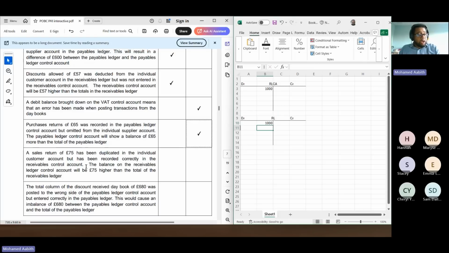Here, they're asking about a sales return that has been duplicated on the individual customer account. So here we do 75 and 75 again, and then here we only do a 75. So the new balance is 925, and this one is 850. That is the balance now. So what they're saying here, that the balance of the receivable ledger control account will be £75 higher than the total on the receivable ledger, is absolutely true, because here 925, here 850, it is definitely £75 higher. Now let's look at the last one.